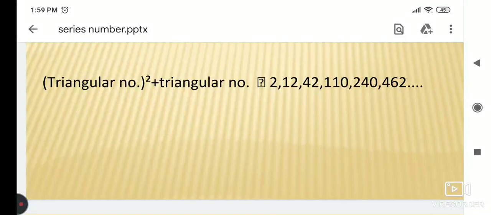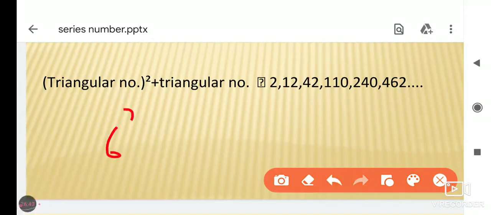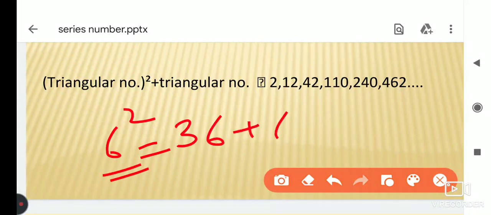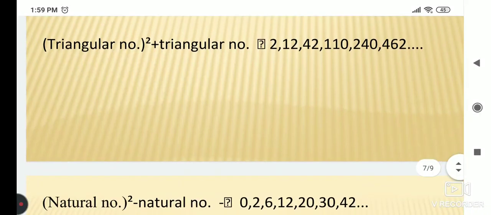Okay, the third triangular number is 6. So the square of 6 is 36. We add 6 itself, we get the answer, that is 42. So in this we can easily identify the pattern is triangular number square plus triangular number.